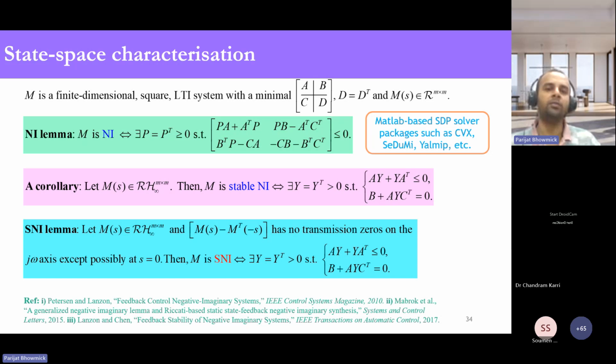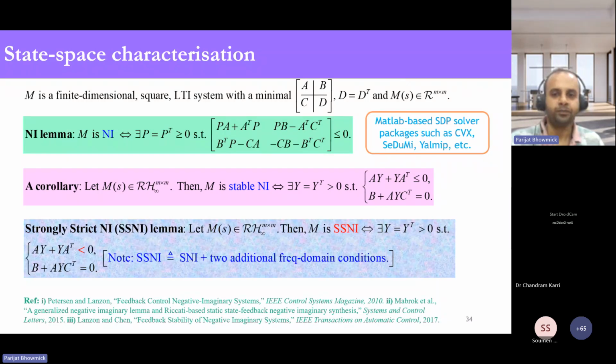Those things are quite more complex. So that's why I haven't included the nonlinear or the LTV part in this presentation, but the theory has already been extended in those directions as well. Now, after this NI lemma, the situation will also come where you have to test the SNI property. So for SNI, in addition to the NI lemma condition, there are some other conditions. If they are fulfilled, then we can say that this particular system is SNI.